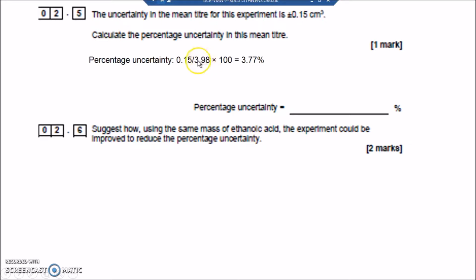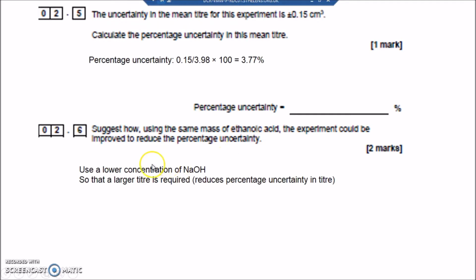3.98 isn't a very large amount to titrate of the sodium hydroxide. That's not a very large amount to come out of a burette. So how could I get more sodium hydroxide to come out of the burette? I would dilute it. So use a lower concentration of sodium hydroxide or dilute the sodium hydroxide, that would be fine, so that a larger titration is required. A larger volume from the burette is required. That's going to lower the percentage uncertainty in the titration.